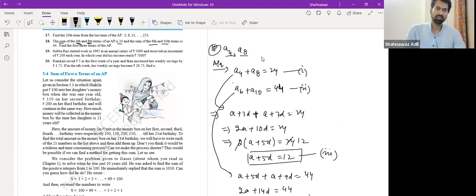Okay. Subba Rao started work in 1995 at an annual salary of 500 and received an increment of 200 each year. In which year did his income reach 7,000? Huh? Subba Rao is a male. Okay, Subba Rao.